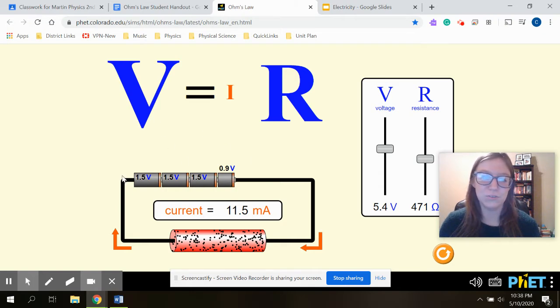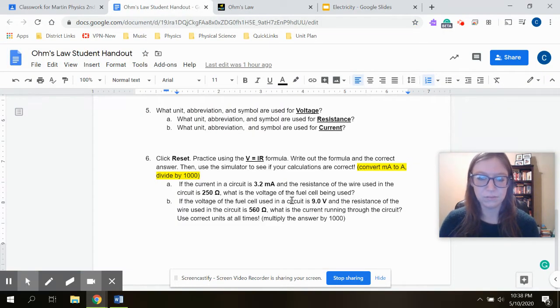These on the side, you'll notice, look kind of like batteries. That's because that's what they stand for. More on that later.